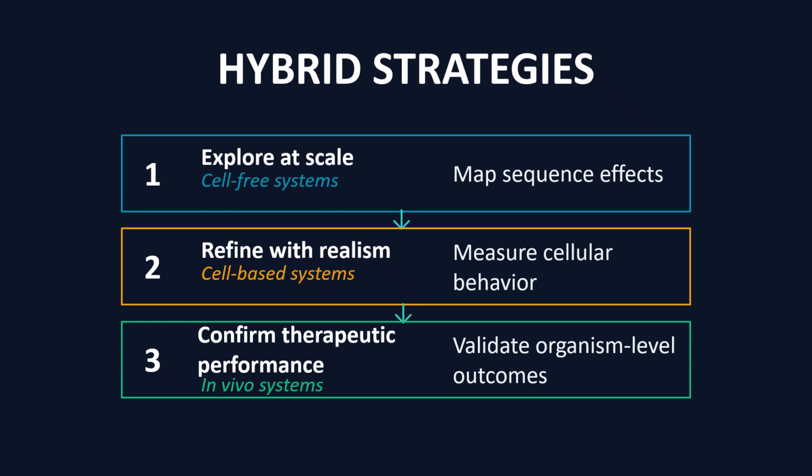And then selected candidates are evaluated in cell-based systems. Here, these transcripts experience a really realistic cellular process. And then finally, top candidates are evaluated in vivo. This confirms therapeutic performance at the organism level. Effective pipelines integrate all three of these systems to assemble trustworthy ground truth.